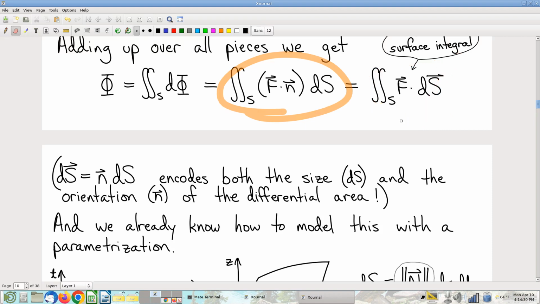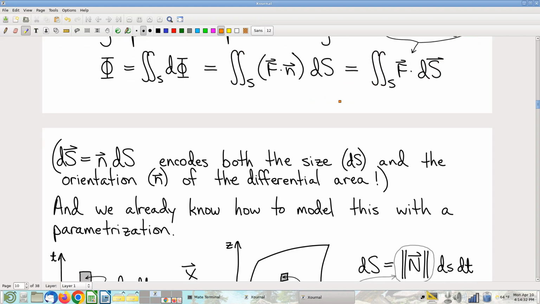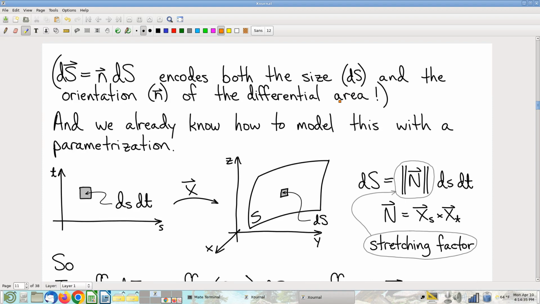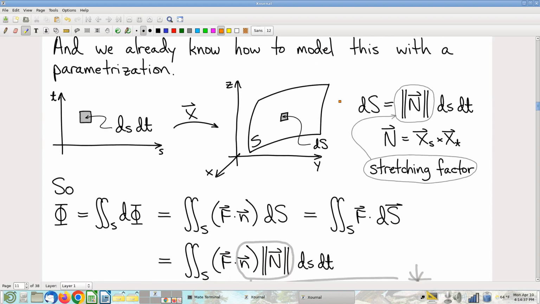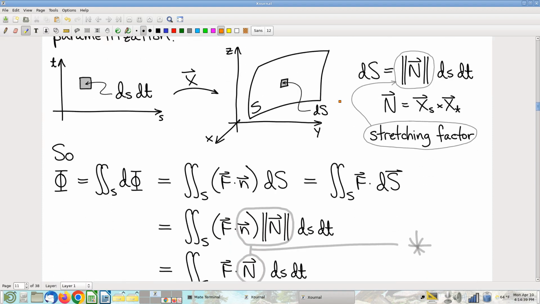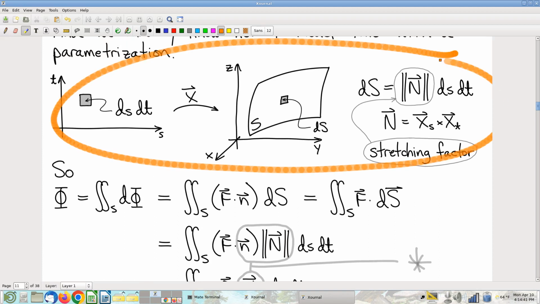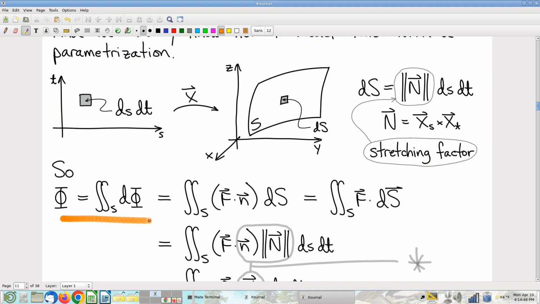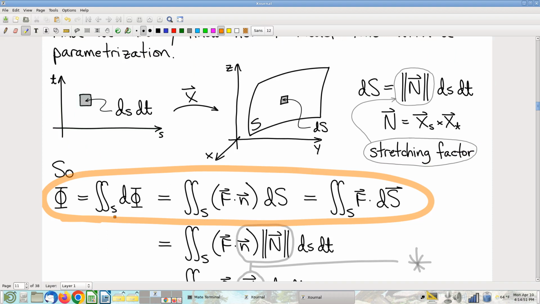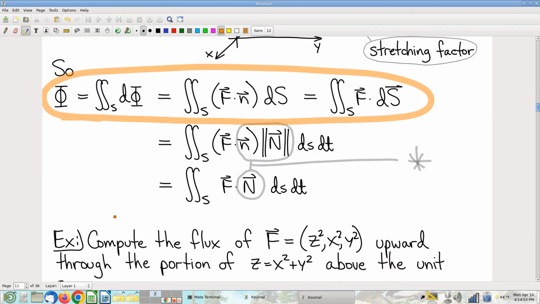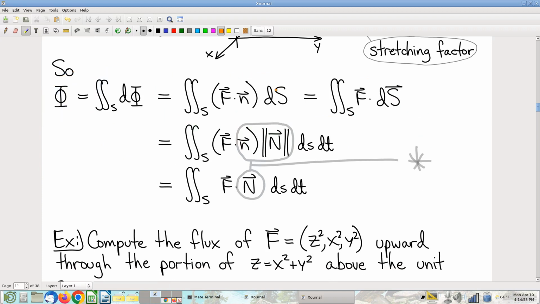Okay, now let's talk about how to compute these things. Again, we're already kind of there. We have all of this set up. This is all old news, just there for recopy so we don't have to scroll all the time. Nothing new there. We were just looking at this line on the previous page. If I want to compute these things, how do I compute them? Well, the ds scalar is the stretching factor times ds dt.